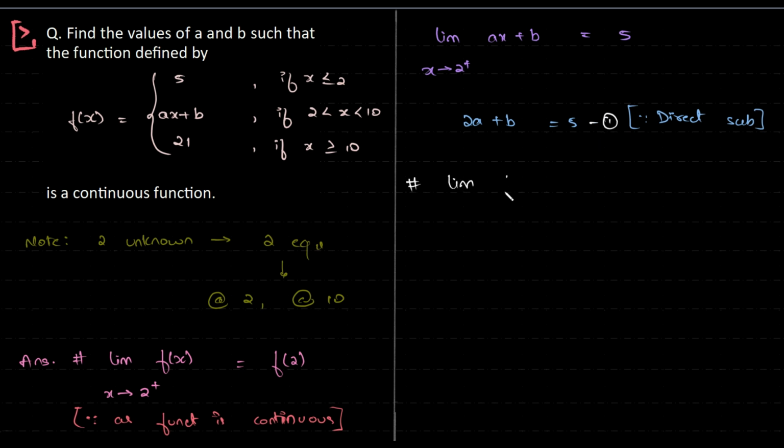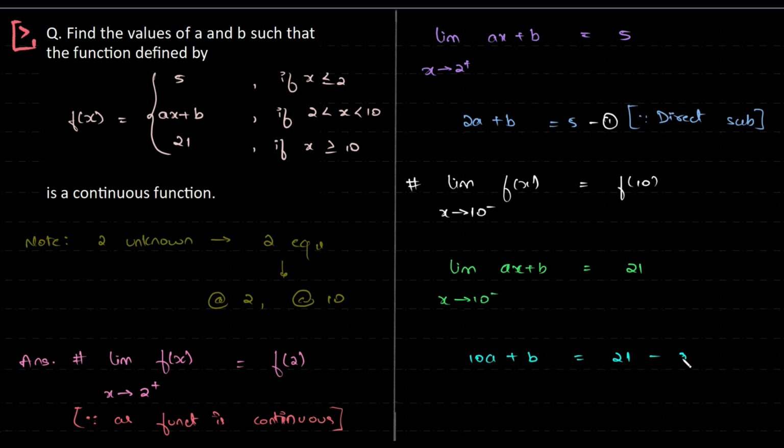Similarly, we have limit f of x as x tends towards 10. That should be equal to f of 10. Right? And now we have the following scenario. So x is greater than 10, so we don't get a different value. X less than 10, we get a different value. So let me approach it that way. Right? Again, we need to approach in a way wherein it will give us a different expression. If it's the same expression, there's no point. And this is 21. Now, when I substitute it, this is 10a plus b is equal to 21.